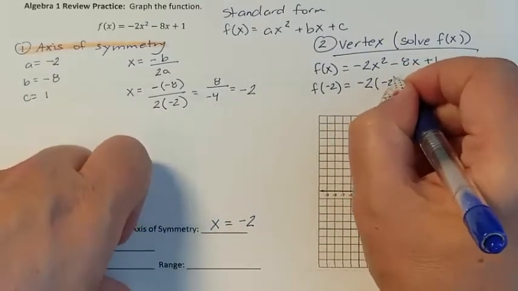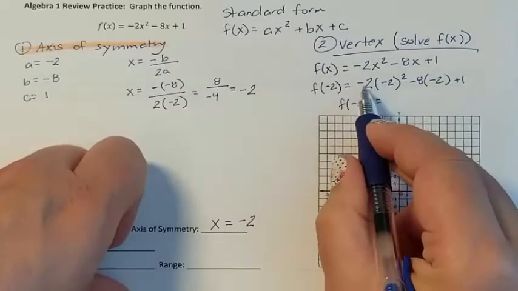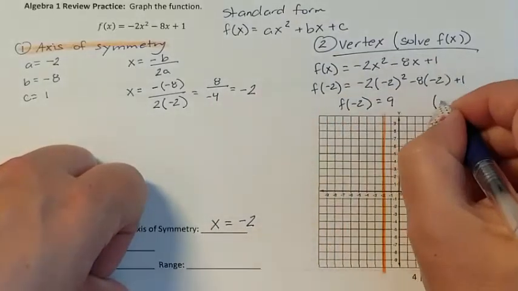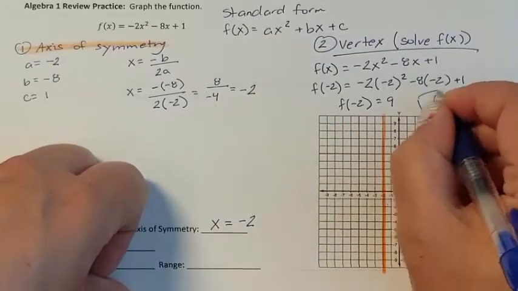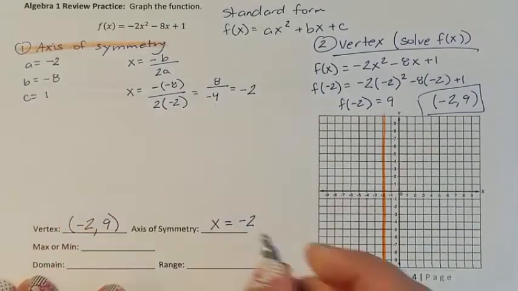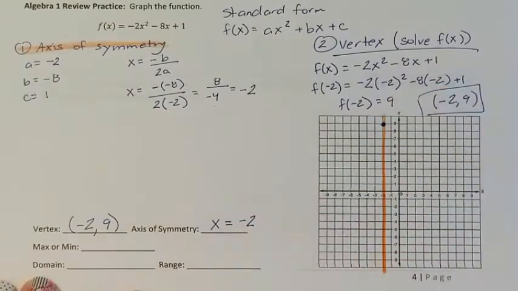So here is me substituting -2 in for my x's. If I were to solve this entire problem, I would have found 9. So my vertex is the coordinate point -2, 9. So my vertex, -2, 9. -2, 9 lives all the way up here, so here is my vertex.